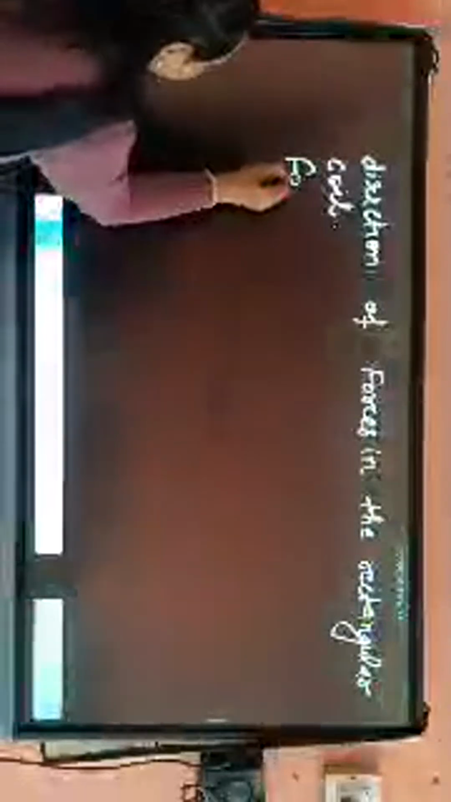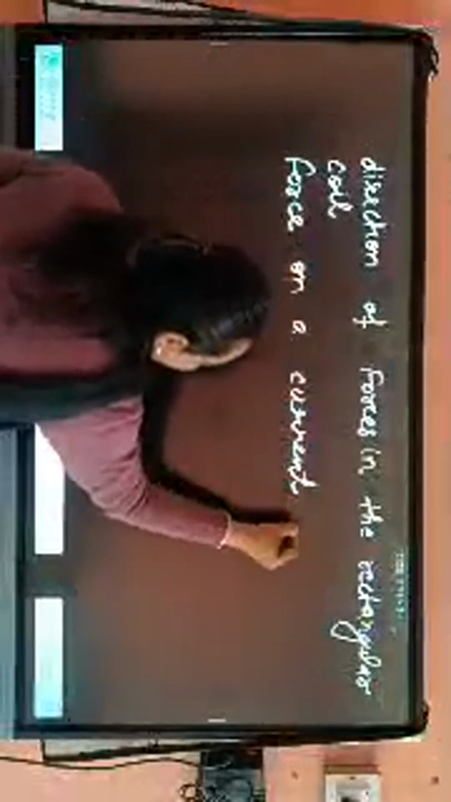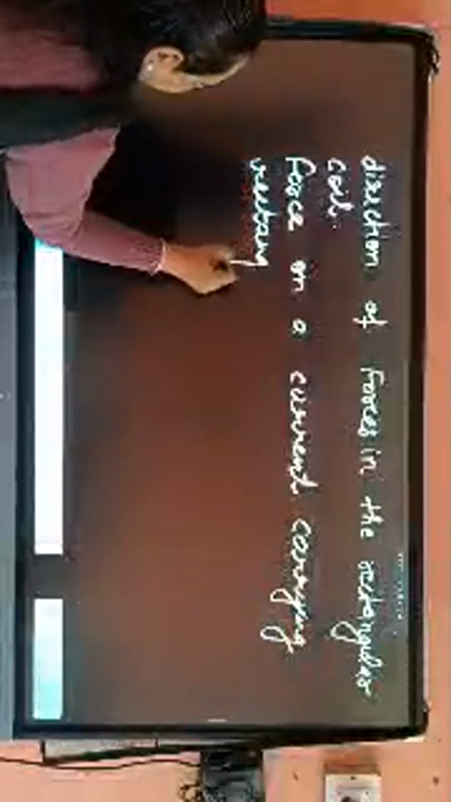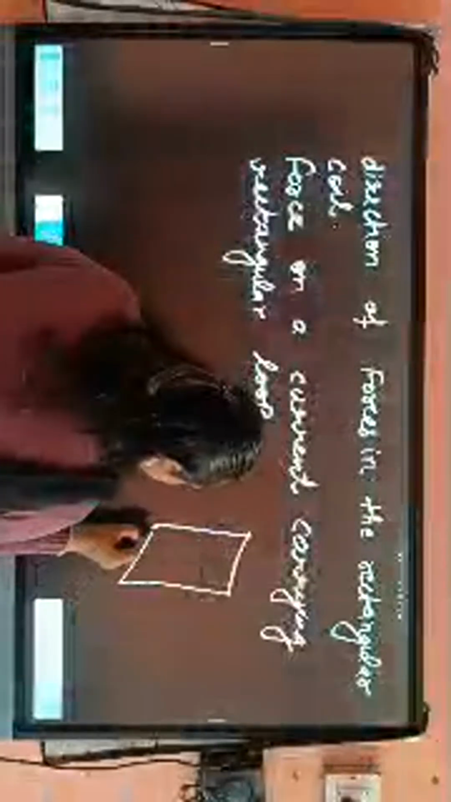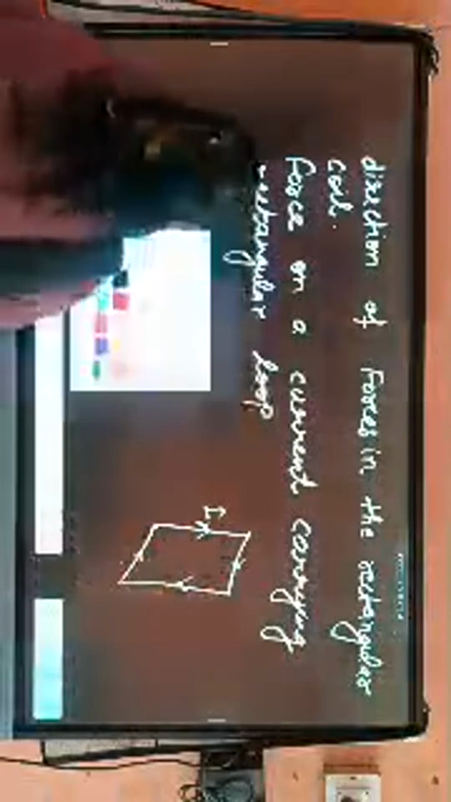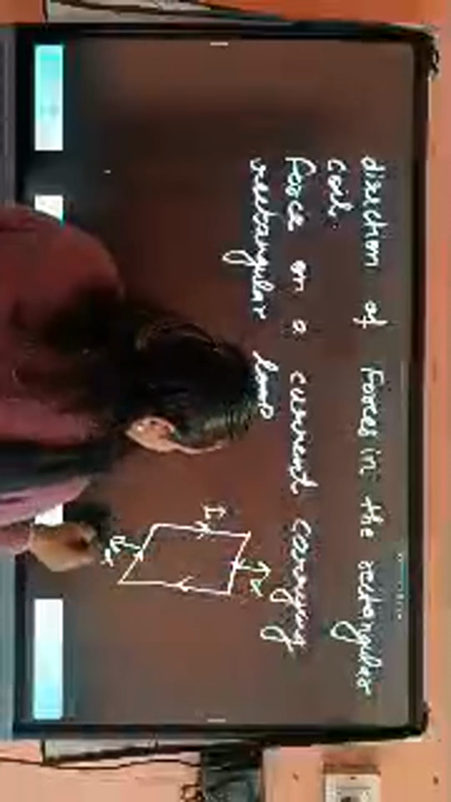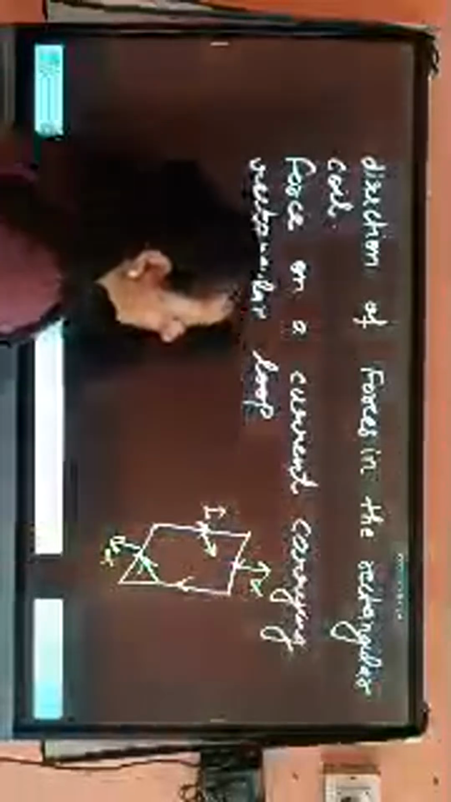So the force on a current carrying rectangular loop: this is a rectangular loop. Current is flowing upward, then there, then there, then there. Now the forces that act here and here cancel out each other. Only we have this force and this force.